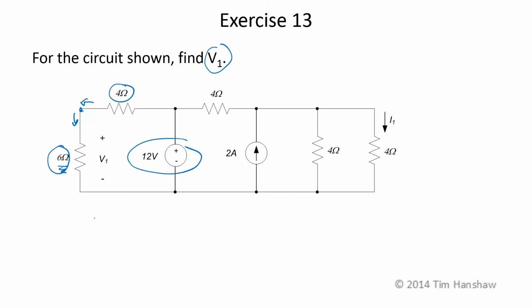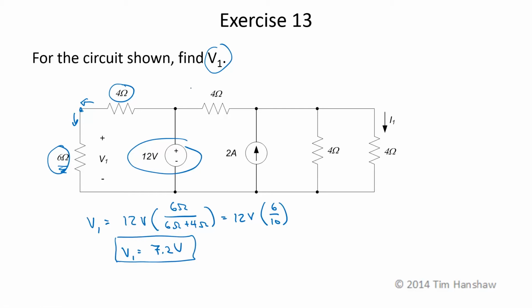So using a voltage divider, V1 is the total voltage, 12 volts, times this resistance, 6 ohms, over the sum of the two resistances, 6 ohms plus 4 ohms. This is 12 volts times 6 over 10. So V1 is equal to 12 times 6 is 72 divided by 10 is 7.2 volts.